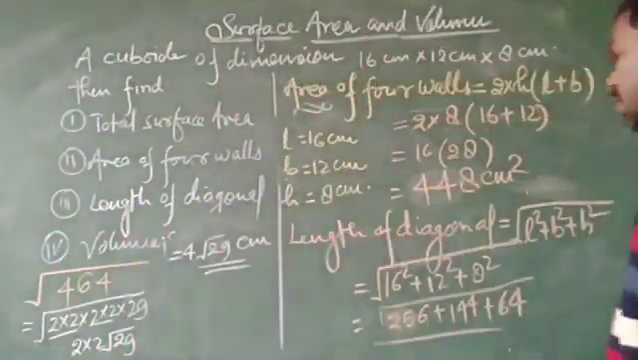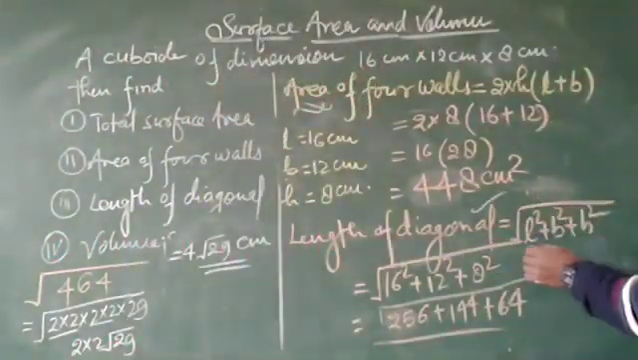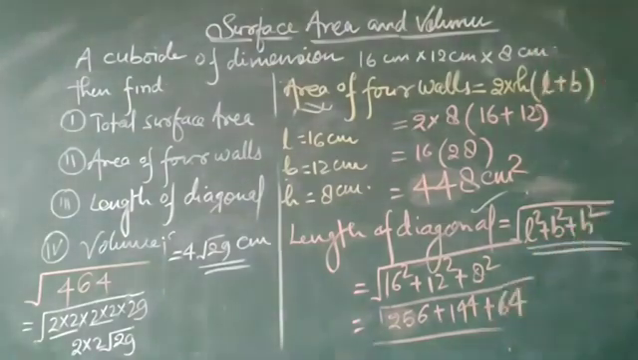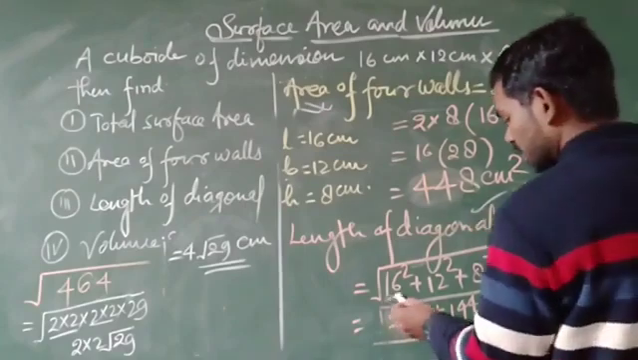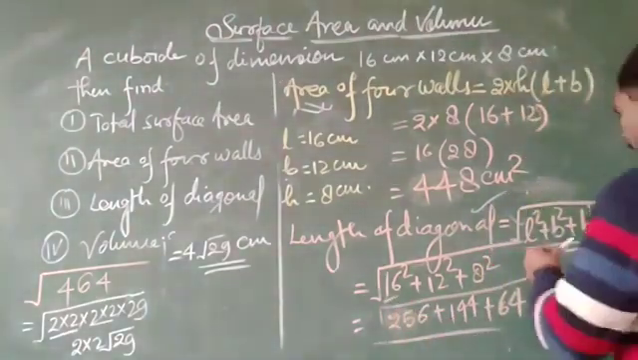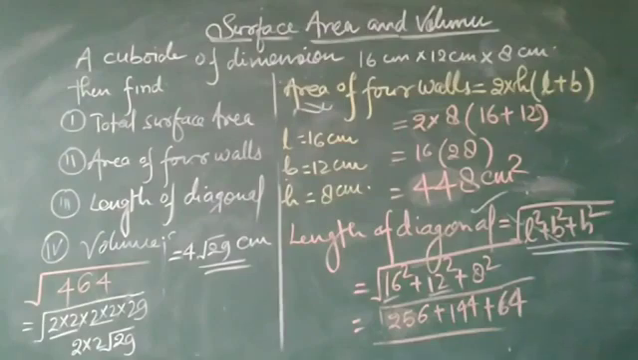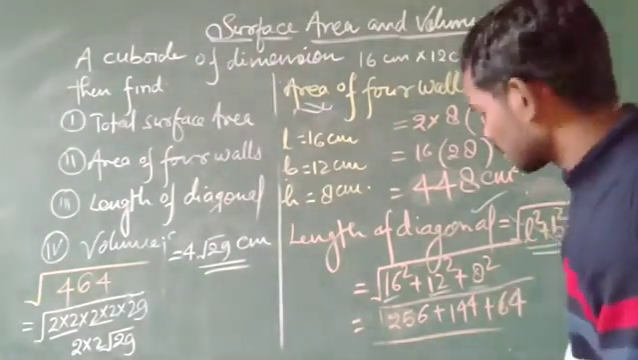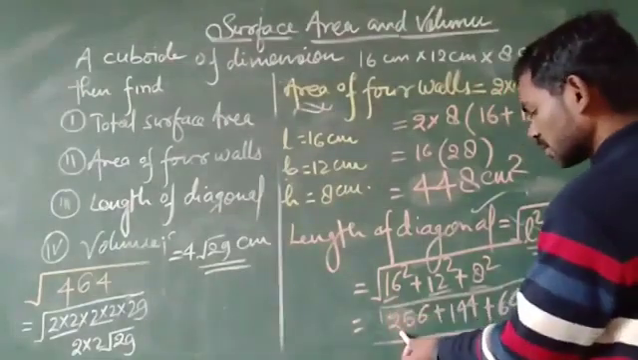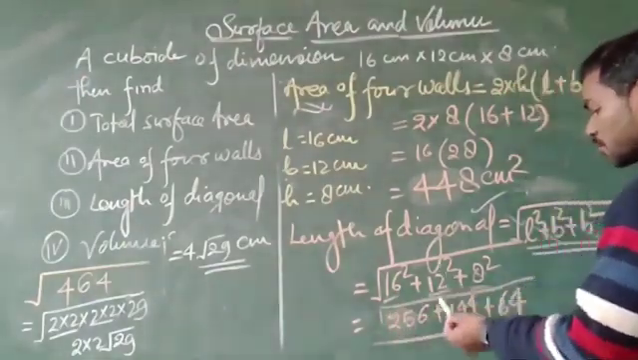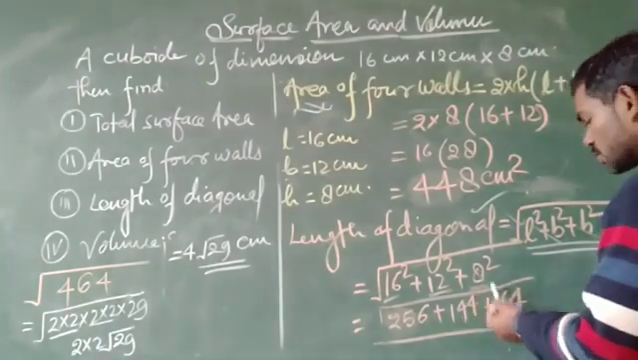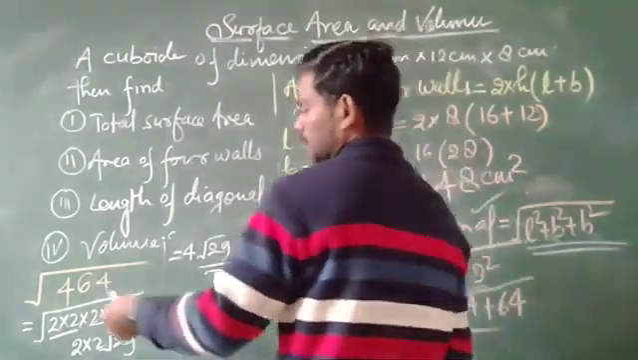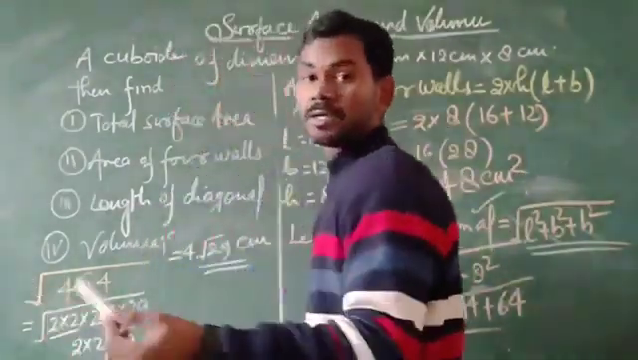Now let's see the length of the diagonal. The length of the diagonal is given by the square root of L square plus B square plus H square. The value of L is 16, so we write 16 square. The value of B is 12, so we write 12 square. The value of H is 8, so we write 8 square. Now the square of 16 is 256, the square of 12 is 144, the square of 8 is 64. After this addition, we get 464 as the sum.